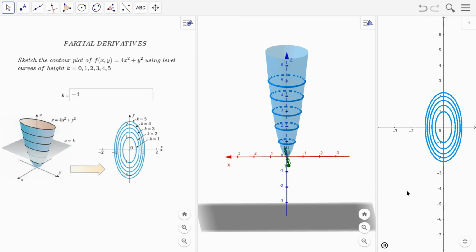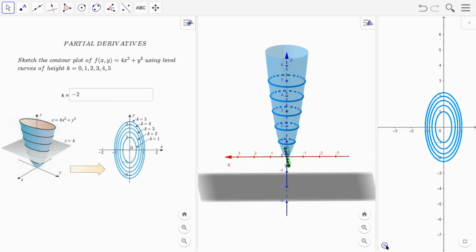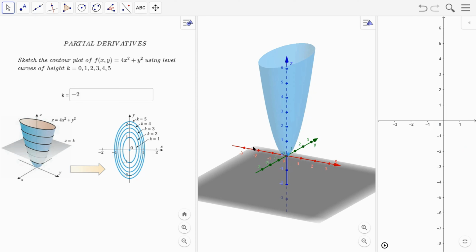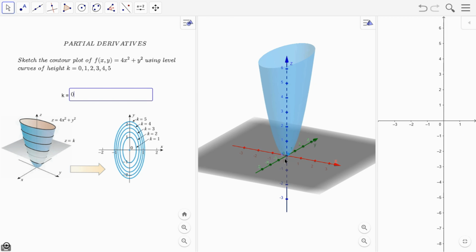A contour plot is a map of the function's output. Each line on this map, called a level curve or contour line, represents all the points where the function's value is exactly the same. Let's start with the simplest case, k equals 0.